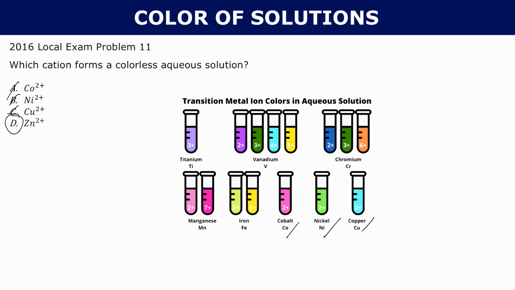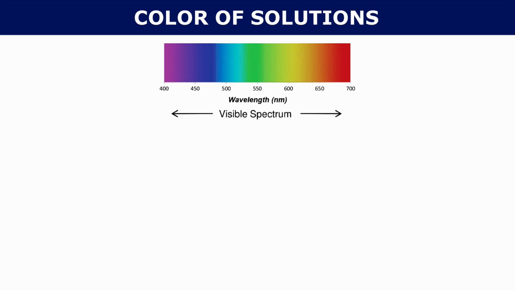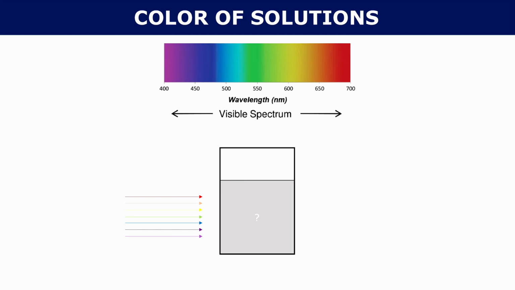So why do some of these transition metal ions create a colored solution? Well, if you look at some solution here, some mystery solution, what's going to happen is that when I shine white light through it, white light being light that contains all the wavelengths of light, depending on the properties of the solute, so depending on whatever I have dissolved in this solution, some of those wavelengths are going to get absorbed.